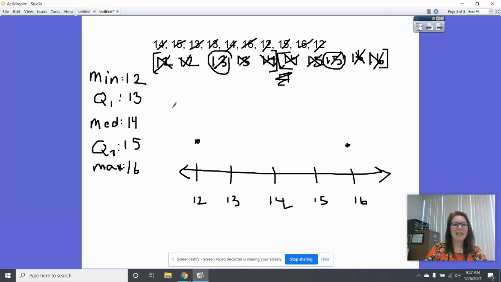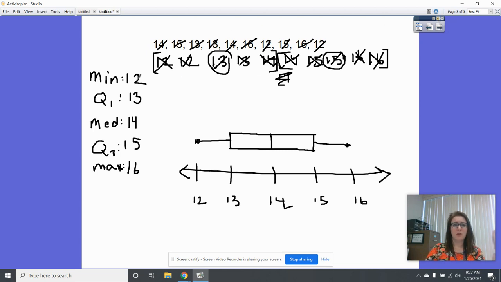And then I'm going to put a line at my quartile 1, my median, and my quartile 3. Now is where we actually make our box and our whiskers. So our box goes in here, and our whiskers are on the outside here. So there you go. That is how you make a box and whisker plot.